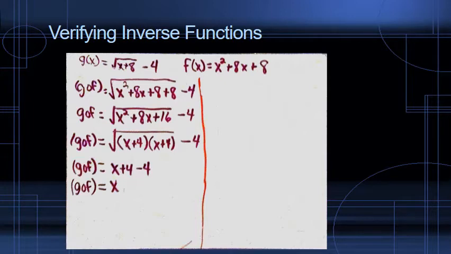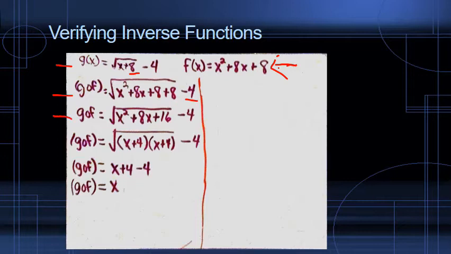So I want to go over one of these. And so here we are. Here we've got g of x equals the square root of x plus 8, minus 4. And we've got f of x equals x squared plus 8x plus 8. Now, first we're going to do g of f, which means we're going to substitute in for x the f of x equation, which we've done right here. So now we've got the square root of x squared plus 8x plus 8, plus the 8 from here, minus the 4.